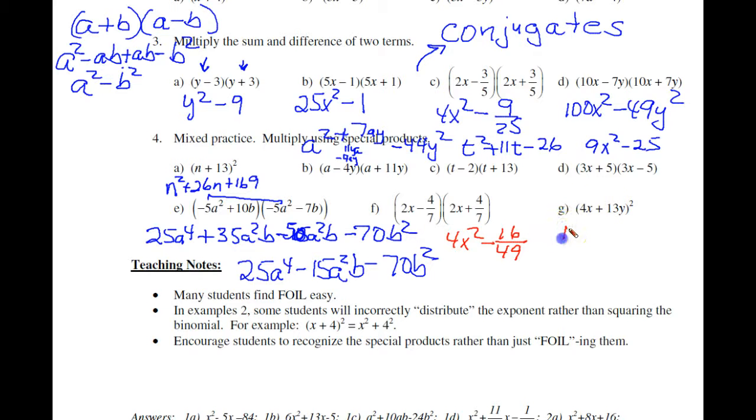Square this. Now we're going to go 4 times 13. And I'm not going to do that in my head. That's going to be 52. That's right. There's 4 suits in a deck of cards. 13, or anyway, 52 plus 52. So that's going to be 104 xy. Multiplying these and doubling it. And then squaring that, we said was 169 y squared.